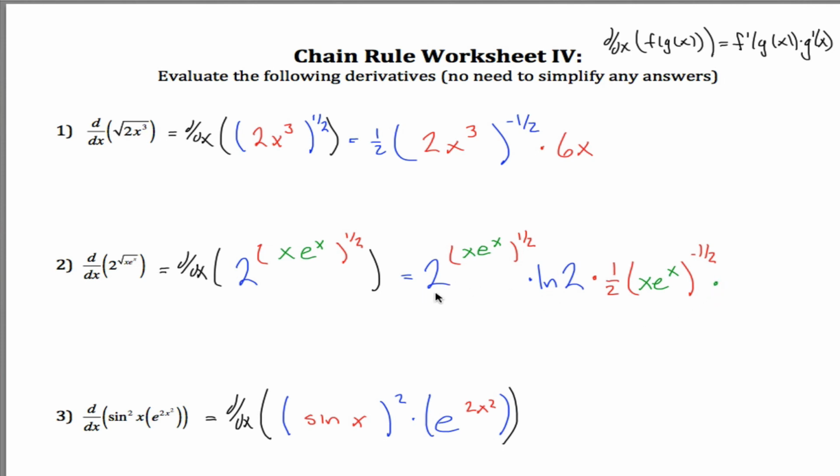So what I've done here is taken the derivative of the blue. Here I've taken the derivative of the red. Now I want to take the derivative of the green. The derivative of x e to the x ends up being e to the x plus x e to the x. Maybe I'll just note that this is the product rule.